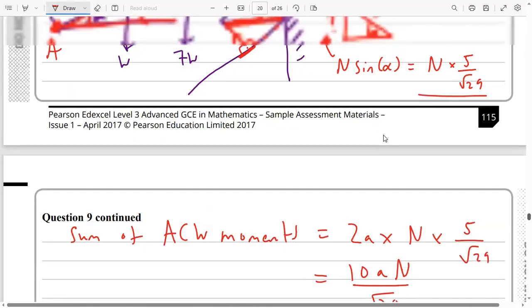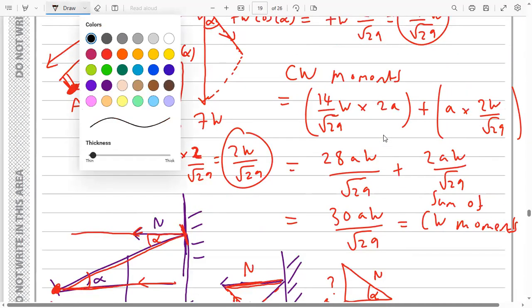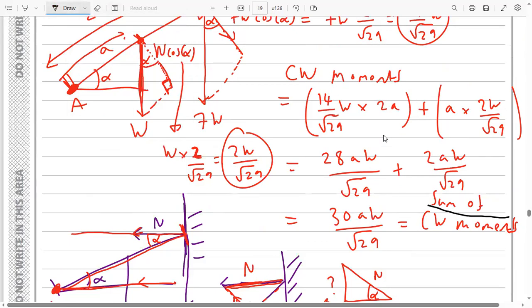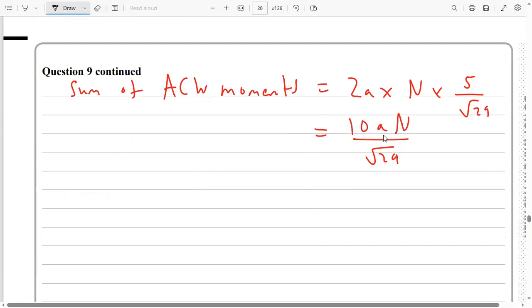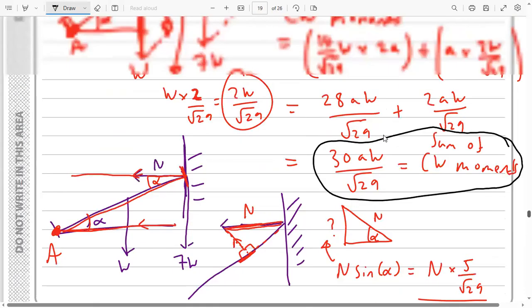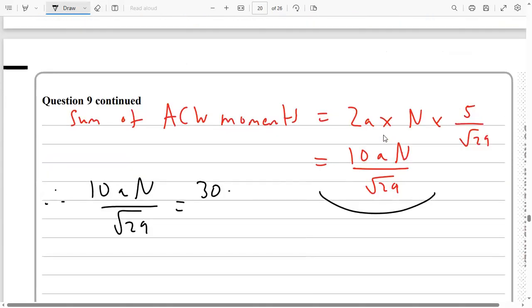So therefore, I'll put a box around this. This is the sum of our clockwise moments that we calculated, and it's going to be equal to our anti-clockwise moment, this one there. So we can say that 10AN divided by root 29 is equal to the result we got back here, 30AW over root 29.